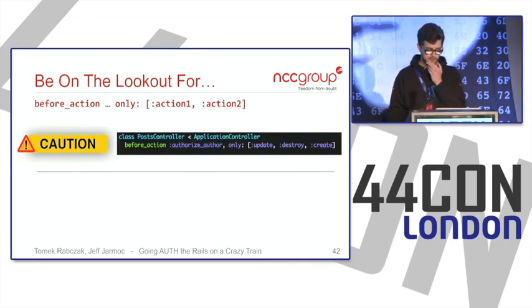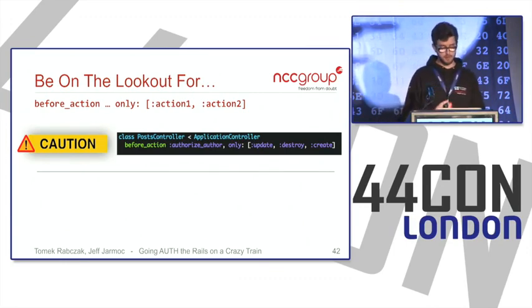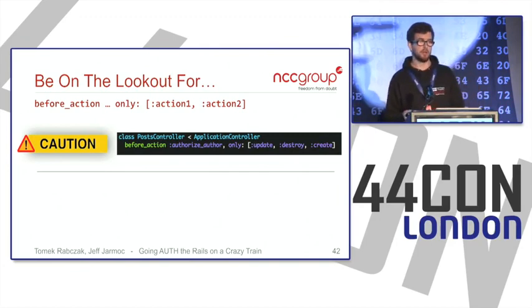Another one is the use of whitelists. Here we're saying, run authorized user on these actions. But you might think about the scenario where a developer comes back into this controller later on, adds their own controller action, and then forgets to add their action to this list. And so the authorized user is never going to get run on their new method.